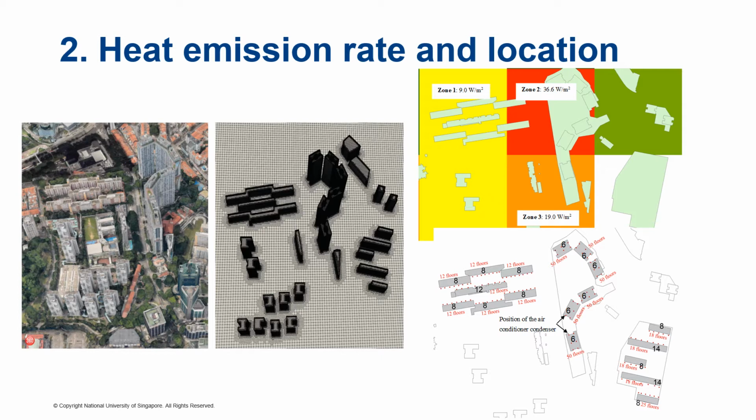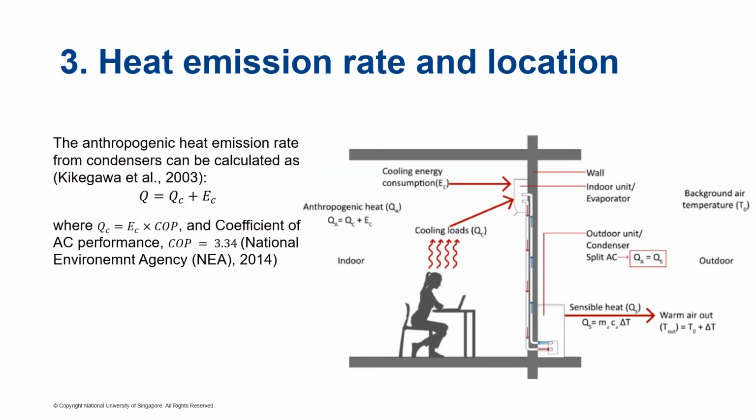The air conditioner condensers are considered as the emission points of the residential anthropogenic heat. We conducted a field survey to find out the number and location of these condensers. The locations of the condensers are marked in red in these slides. The anthropogenic heat emission is calculated from the electricity consumption. We assumed all the electricity is used for air conditioning. We also checked the cooling load and found the majority of the electricity is truly used for air conditioning in Singapore.